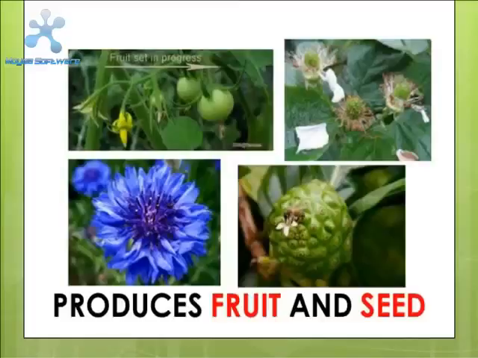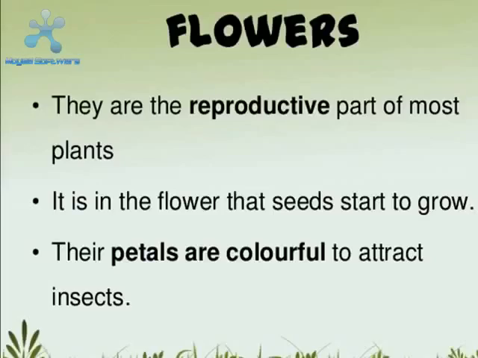The next part of a plant is flower. Yes, flowers are the reproductive parts of the plant. They come in different shapes, sizes, and colors. And by the process of pollination, many flowers develop into delicious fruits which are eaten by us. They are the reproductive part of most of the plants.